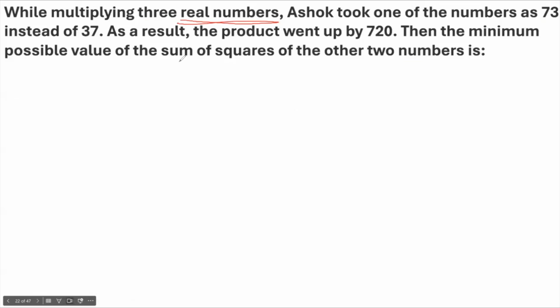Ashok took one of the numbers as 73 instead of 37. That means he was supposed to take 37, but he took 73. So out of these three real numbers, one number is 37. Let the other two numbers be x and y. So 37, x and y, these were the three numbers he was supposed to multiply, and the product would have been 37xy. But the mistake he's making is he's taking 37 as 73.